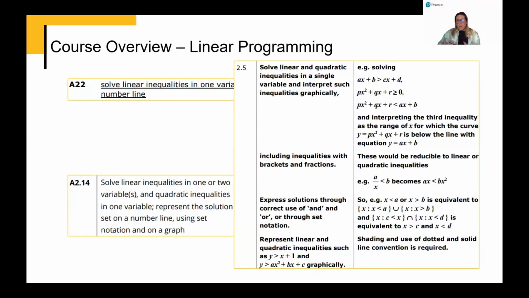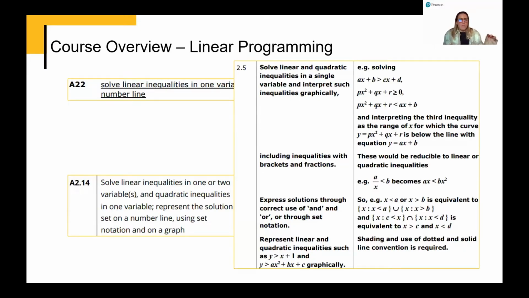And then we have the EMC, so solving linear and quadratic inequalities in a single variable. Sorry, this is A-level, by the way, the previous one's EMC. So solving linear and quadratic inequalities in a single variable and interpreting such inequalities graphically, including inequalities with brackets and fractions. Of course, this is A-level, I've got my two boxes around the wrong way, and expressing solutions through correct use of 'and' and 'or'. So we've just had a look at that in that previous example for EMC. So it's just nudging students a little bit deeper and getting them ready for that.